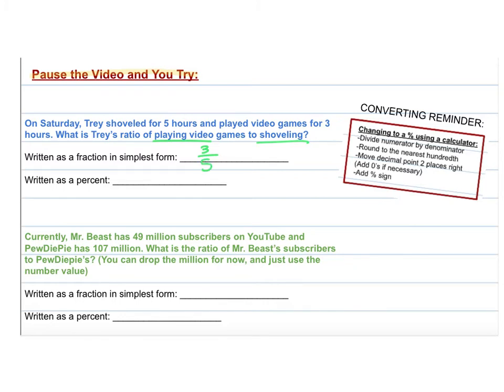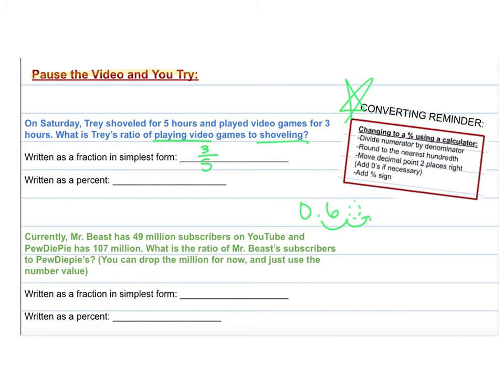Again, we're going to turn this into a percent. To do that, we use our calculator, or we can. Here's the reminder for you. Numerator divided by the denominator, so 3 divided by 5, which equals 6/10. Round to the nearest hundredth, it's already, don't need to round. Move decimal 2 places to the right, 1, 2.